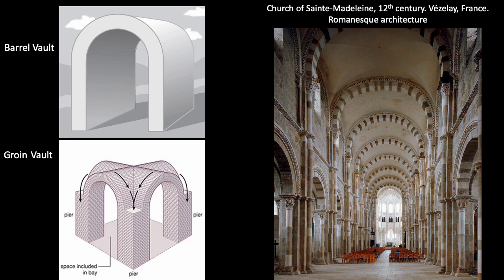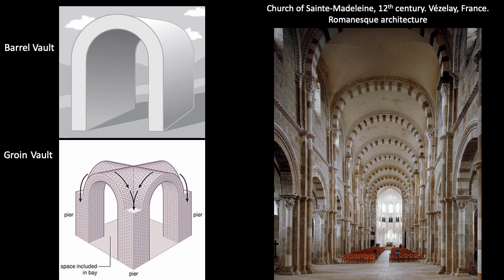The term Romanesque, which means in the Roman manner, was coined in the 18th or 19th century to refer to the style of architecture built in Europe during this time, particularly in European churches, that was inspired by imperial Roman buildings.